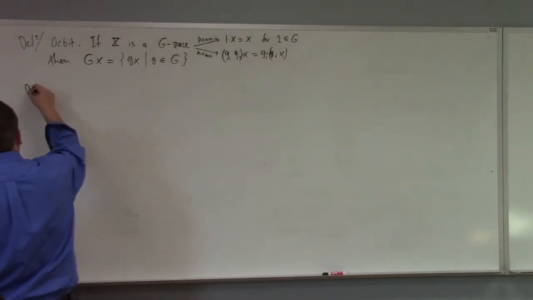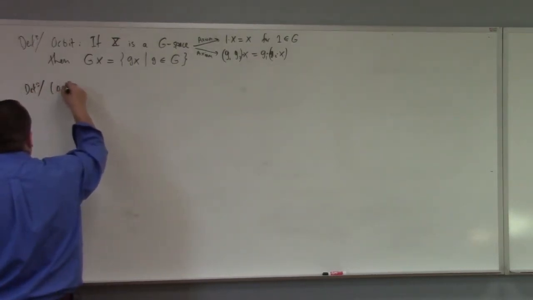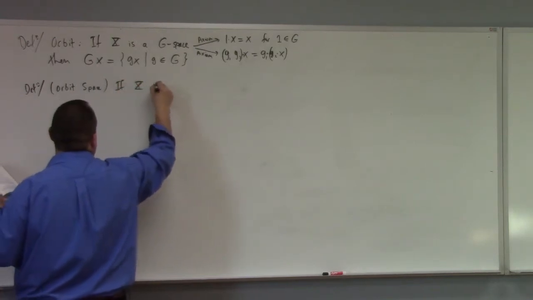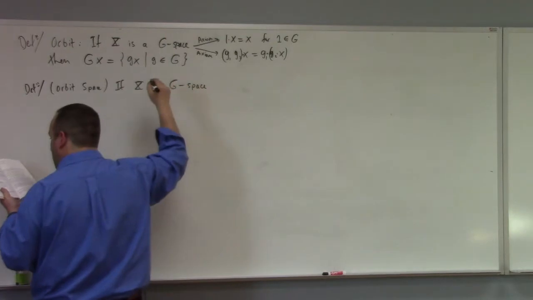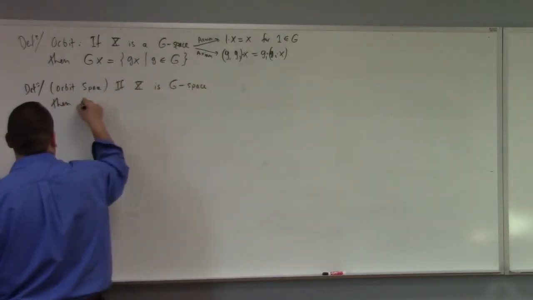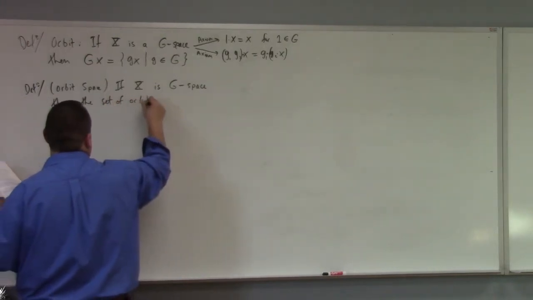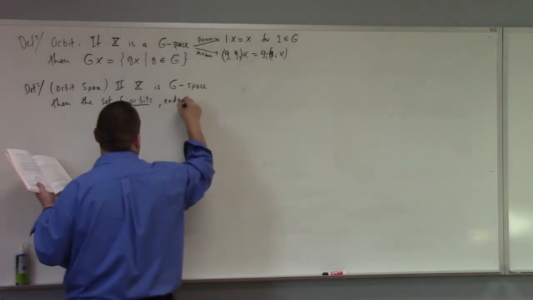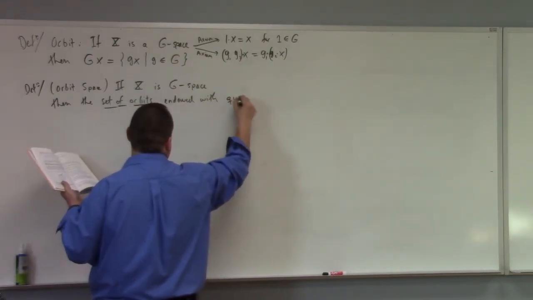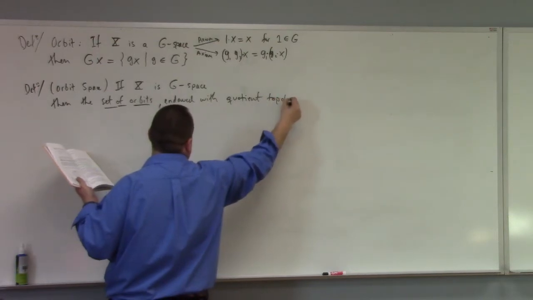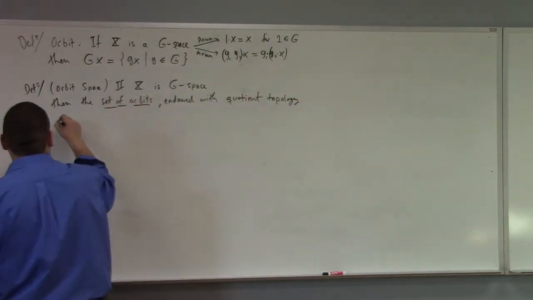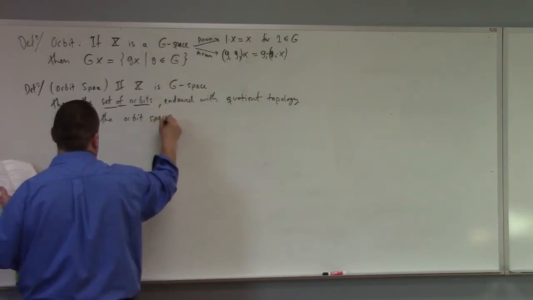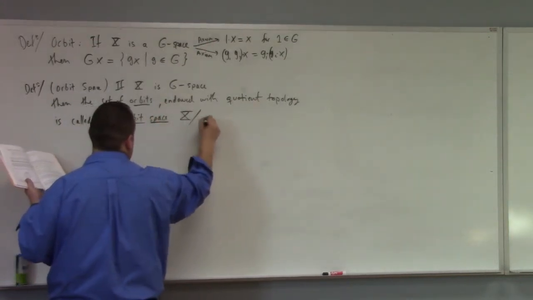And the definition: orbit space. If X is a G space, then the set of orbits endowed with the quotient topology is called the orbit space. And we denote that by X mod G.